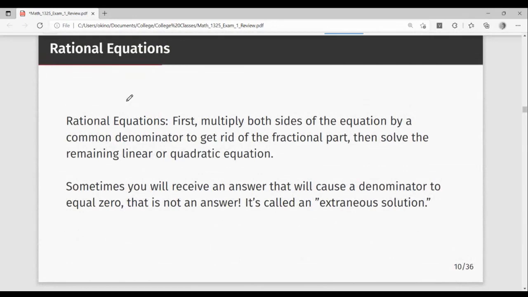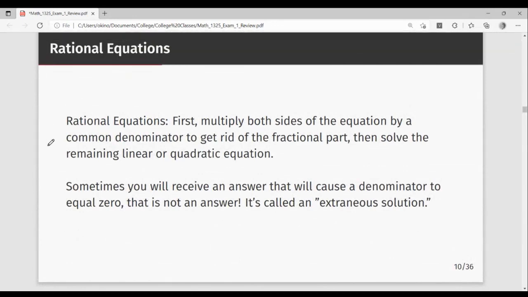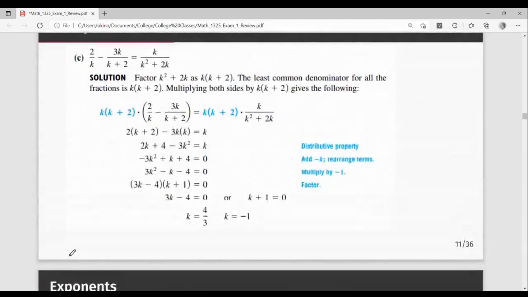And then lastly, for this one section, we have rational equations. For rational equations, you have to multiply both sides of the equation by a common denominator to get rid of that fractional part, and then just solve the remaining linear or quadratic equation. Now, it might seem simple, but there is one extra thing we have to keep in mind. If we get an answer that makes our denominator equal to 0, that is not an answer. It's called an extraneous solution. You might know it as an asymptote, or you might know it as a hole. And we'll see examples of that.